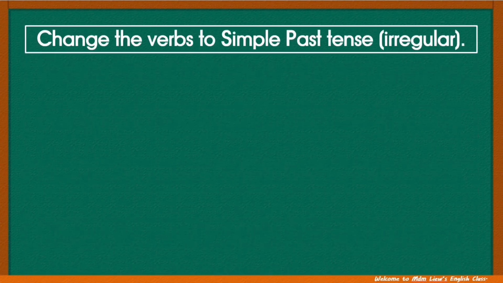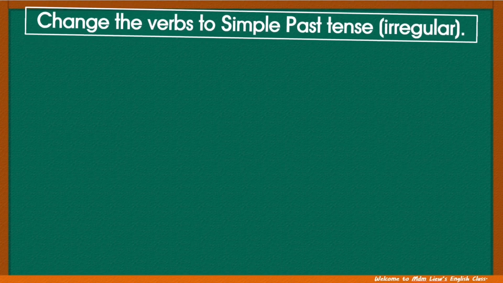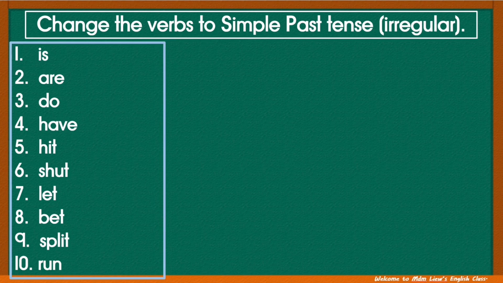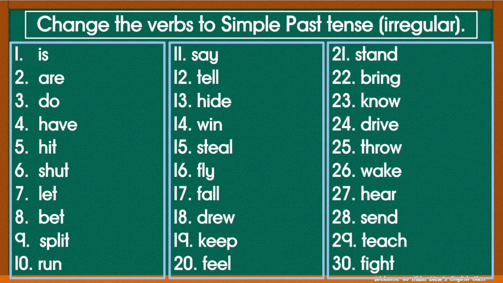Now, try to do this exercise yourself. Change the verbs to the simple past tense irregular form. You may pause the video and copy down the exercise. If you aren't sure about the answer, just leave it blank first. You can check your answers at the end of this video. Good luck!